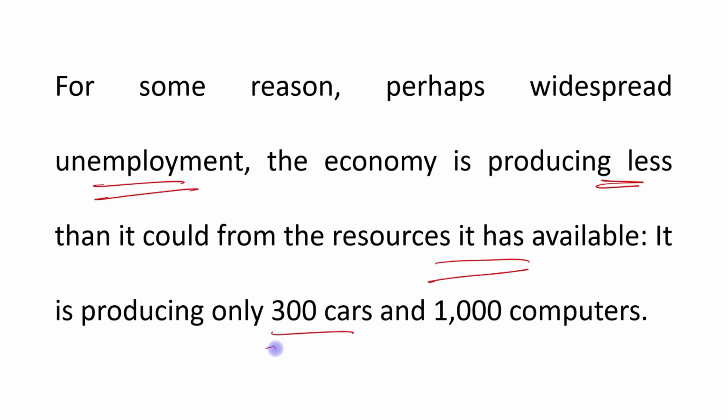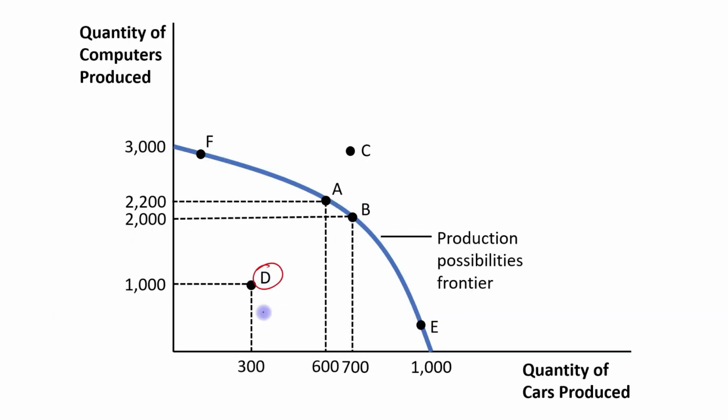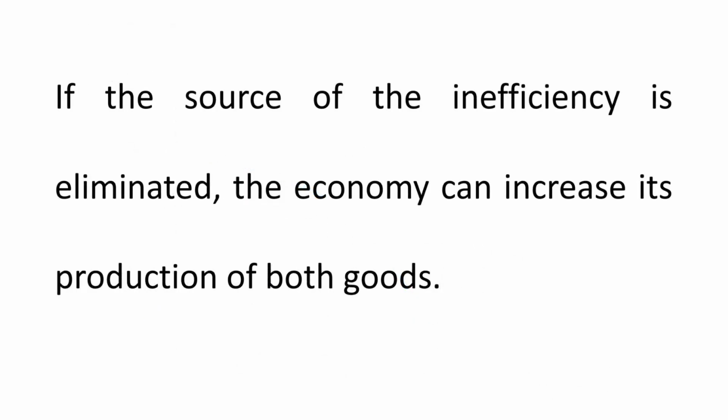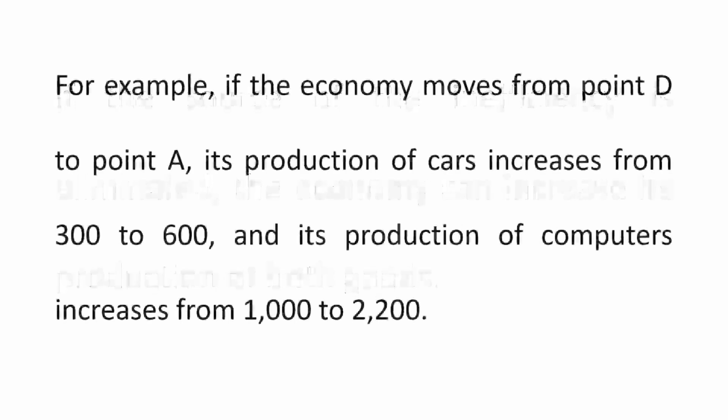So it is producing only 300 cars and 1000 computers in our case. At this point, the economy is producing 300 cars and 1000 computers. If the source of the inefficiency is eliminated, the economy can increase its production of both the goods. For example, if the economy moves from point D to point A, its production of cars increases from 300 to 600 and its production of computers increases from 1000 to 2200.